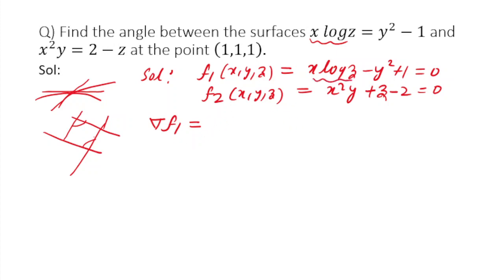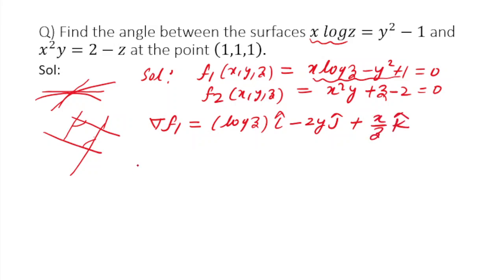So I have to differentiate this partially with respect to x. So I will get log z only, and i cap. If I have to differentiate this with respect to y, I will get minus 2y j cap. With respect to z, I will not get anything. Sorry, I will get one thing. Log z is there, so I will get plus x by z and k cap.